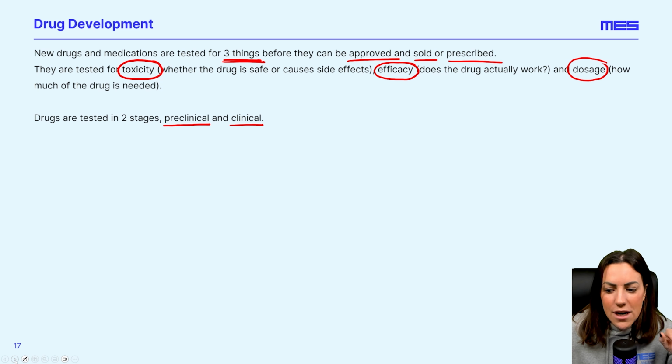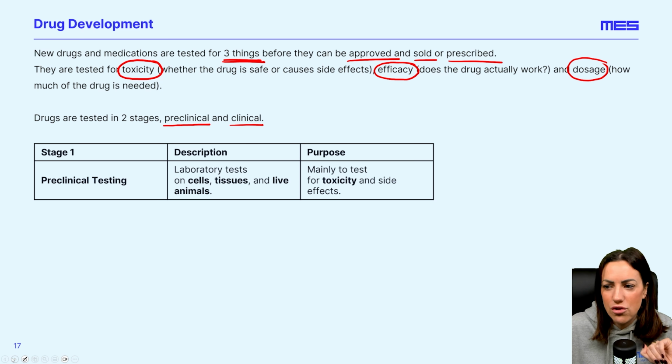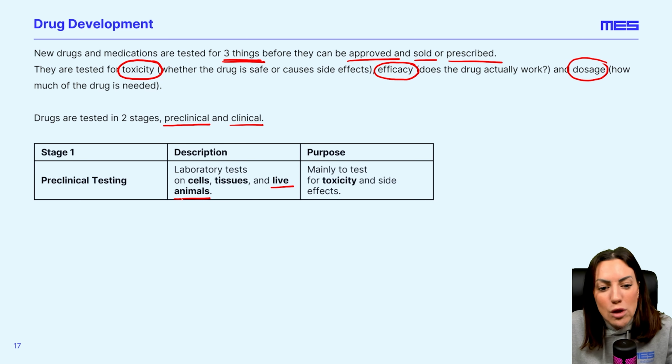So let's talk about the first stage, which is preclinical, the very first stage of drug development. So this is where the drug is tested in laboratories. It will be tested on cell samples, on tissues, which are just groups of cells that work together to do a particular function. And they might be tested on live animals, usually small mammals, because humans are mammals. So small mammals like rats and mice should behave very similarly to these drugs. Now, the purpose of this stage is mainly to test for toxicity.